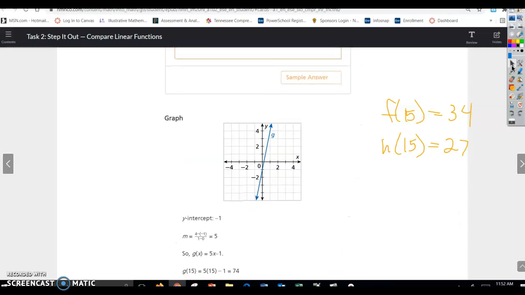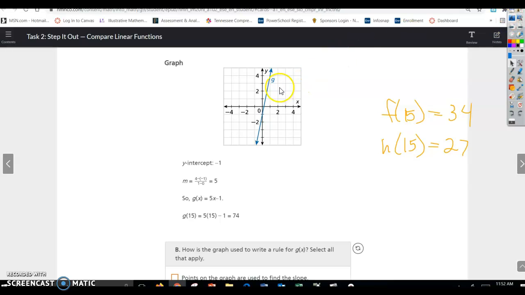Okay? All right, g of x, this is g. You can see g here on the graph. g of x is given to you as a graph. So you have a y-intercept. You can find that by looking at the graph. And you can do rise over run. So you can do 1, 2, 3, 4, 5 over 1 to get the slope. Or you can use 2 points like they've used the formula. Difference of y's over difference of x's to get the slope. Once you have a y-intercept and a slope, you write the equation. y equals mx plus b, so 5x minus 1 is your equation. Plug in 15. So for this one, g of 15 equals 74.